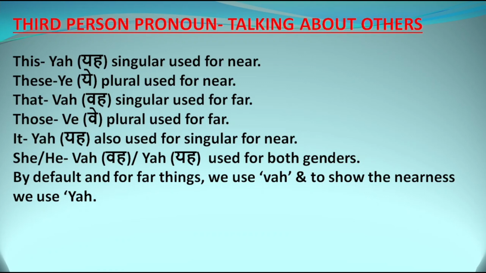So third person pronouns we are going to discuss. In third person pronouns, these things come: this, these, that, those, it, he, she, etc. So this means यह, and this is singular, used for near things. These means ये, this is plural, used for near things.